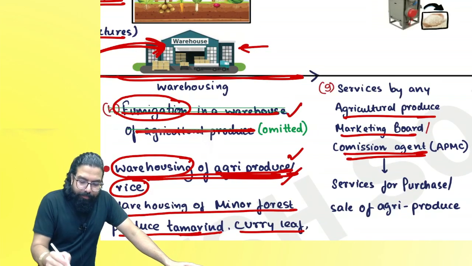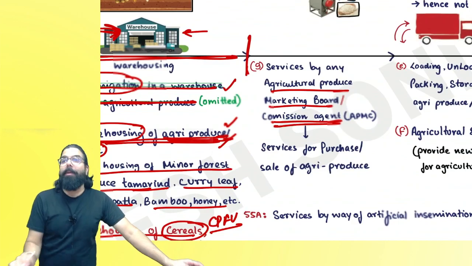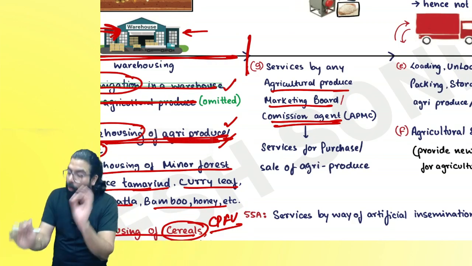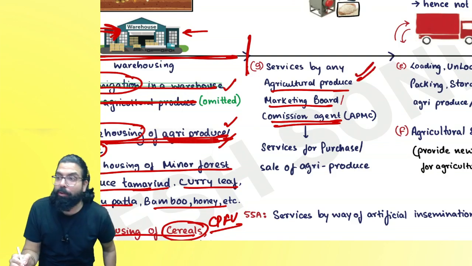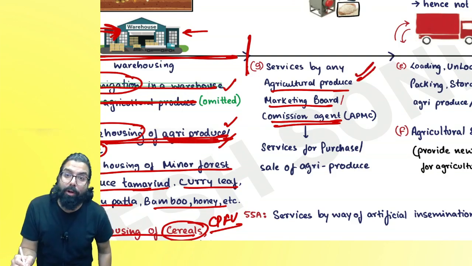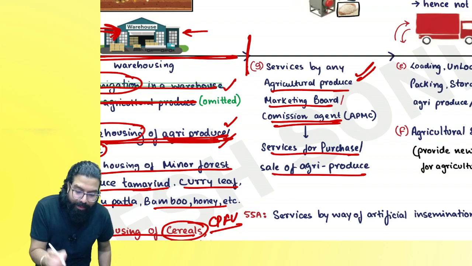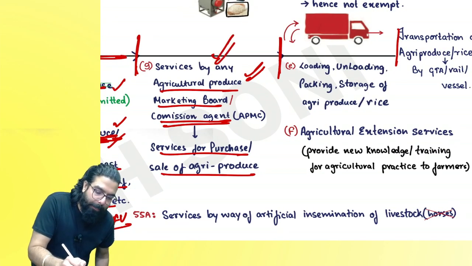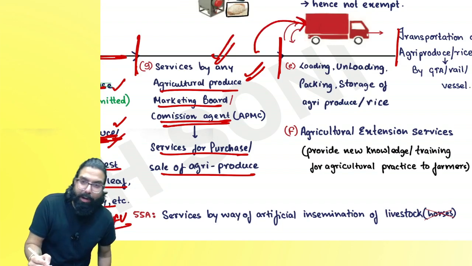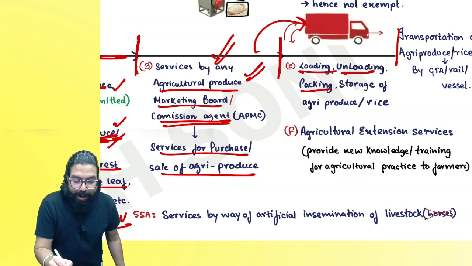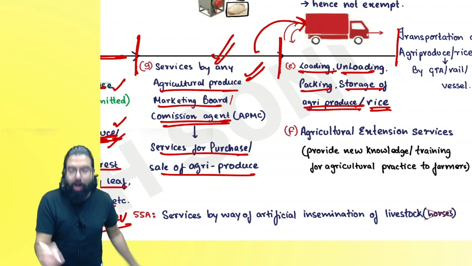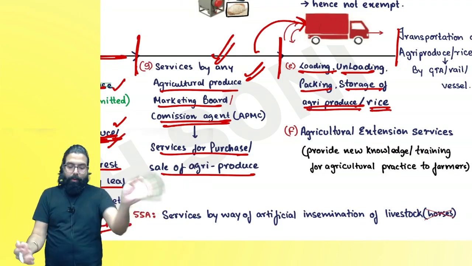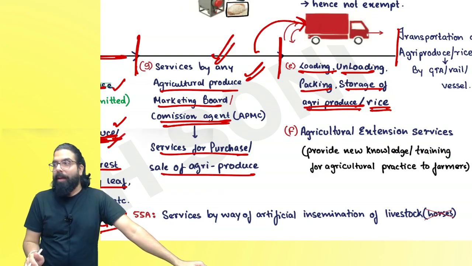Everyone, warehousing is clear. Next, what will happen now? Your goods are lying in the warehouse. What, you will let them rot only? So, sir, now what will happen? The Agricultural Produce Marketing Committee will come. They will sell your agricultural produce. When they charge any commission, they will not charge any GST. Now, goods are sold by whom? The APMC agent. Now, what will be happening? They will be loaded. So, sir, loading, unloading, packing, storage of agricultural produce or rice is exempted.